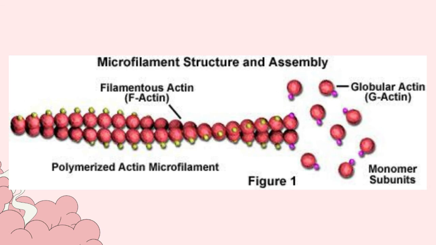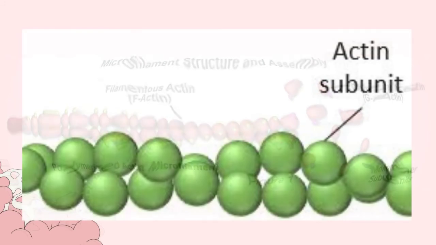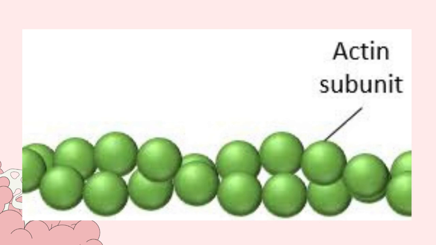This diagram shows the microfilament structure and assembly, where there's a globular actin, which is a free monomer that comes together to form microfilaments. And once the microfilaments are joined together, there's a filamentous actin or the F-actin. This is another picture that shows microfilament.